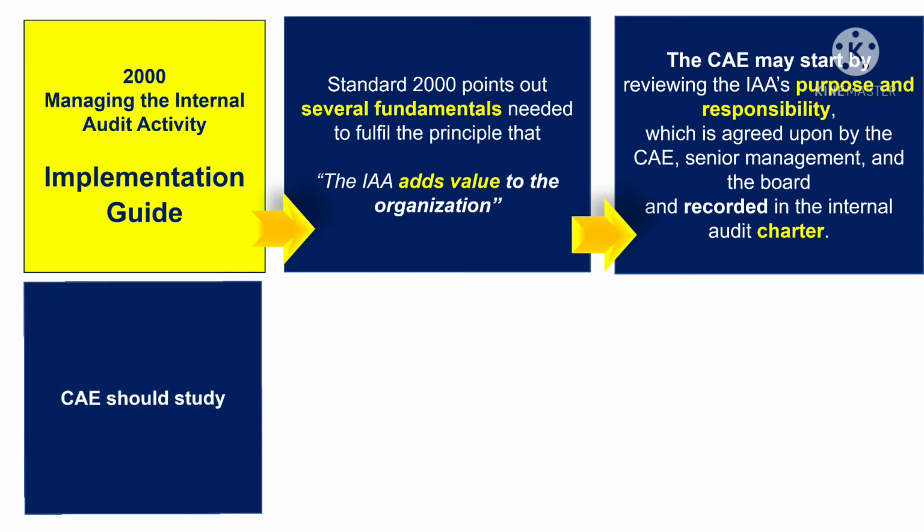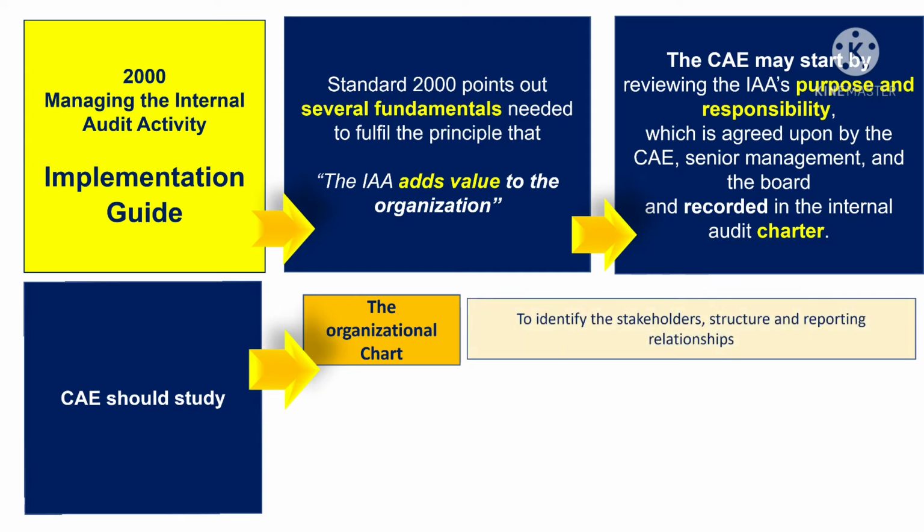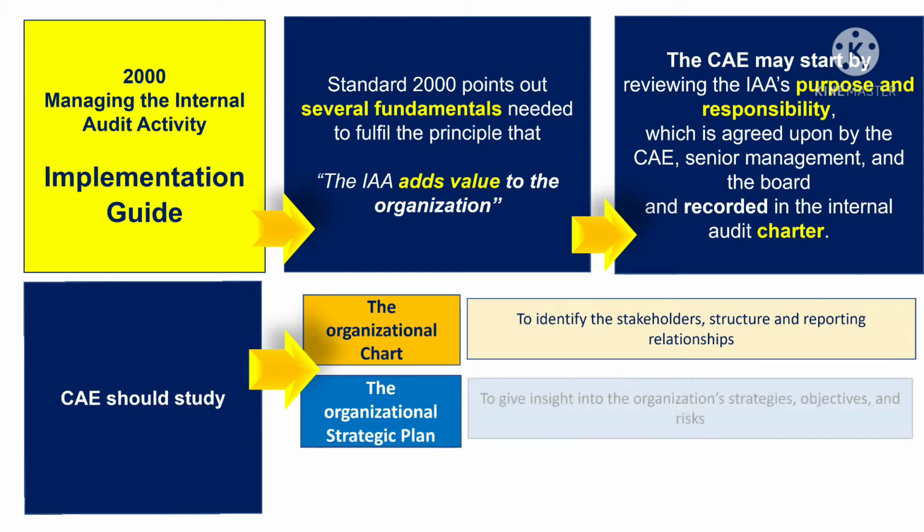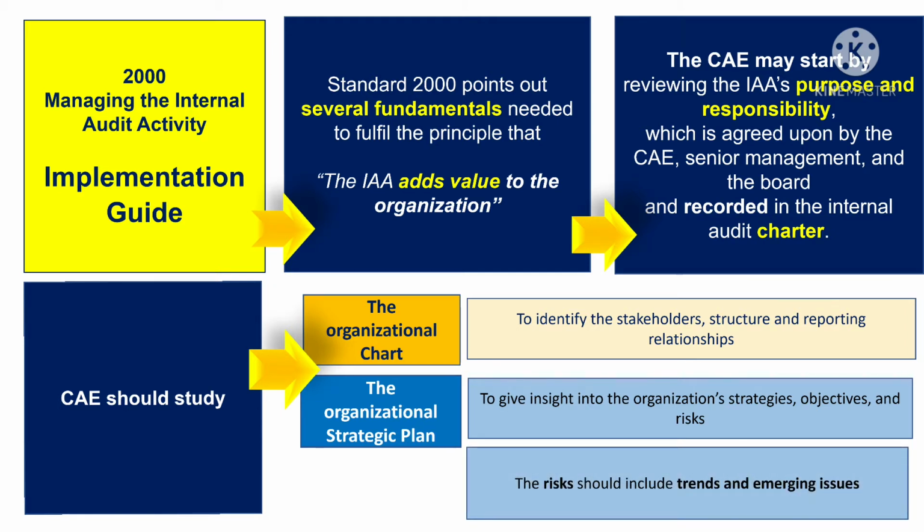Also, the chief audit executive should study the organizational chart, which can help in identifying the organization's stakeholders, structure, and reporting relationships. Also, reviewing the organization's strategic plan will give the chief audit executive insight into the organization's strategies, objectives, risks, as well as potential risks if they have identified future plans. The risks considered should include trends and emerging issues, such as those involving the organization's industry, the internal audit profession itself, regulatory requirements, and the political and economic situation.